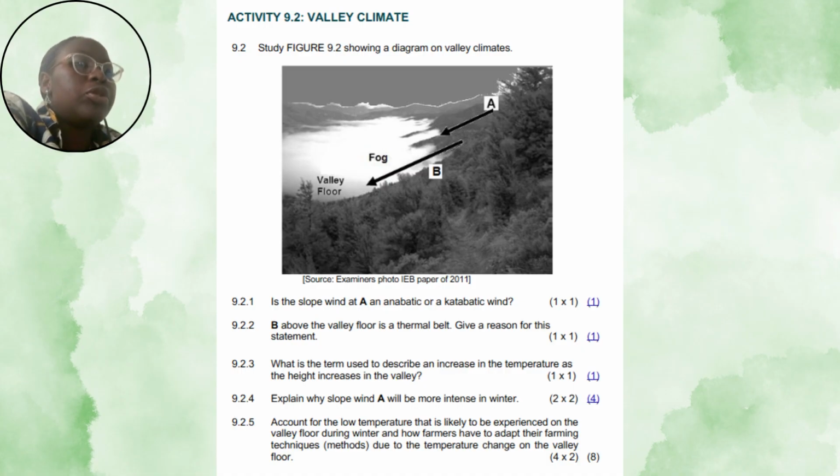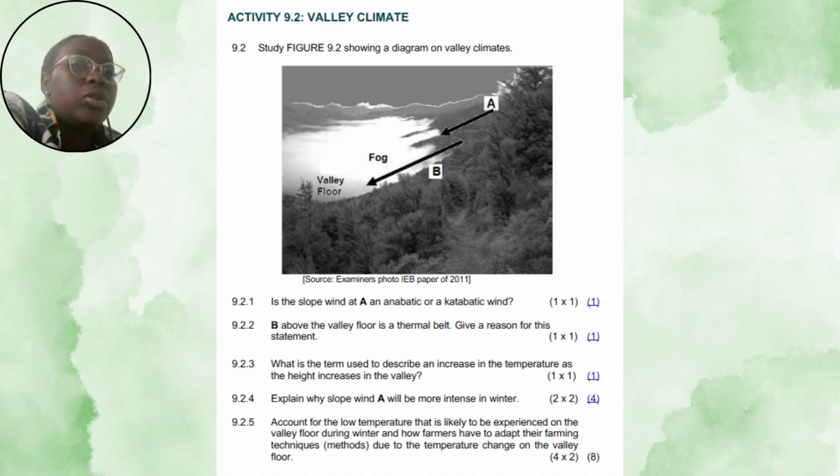And then what is the term used to describe an increase in temperature as the height increases in the valley? That is your temperature inversion. So remember that normally we have temperatures that decrease as we go up. The higher you go, the colder it should get. But here in the valley it's different.